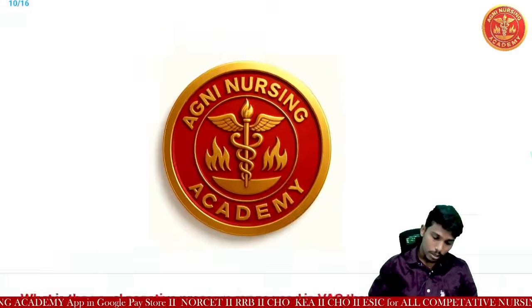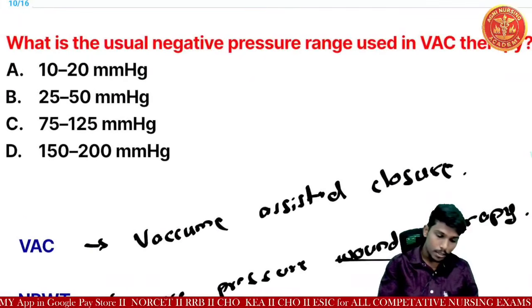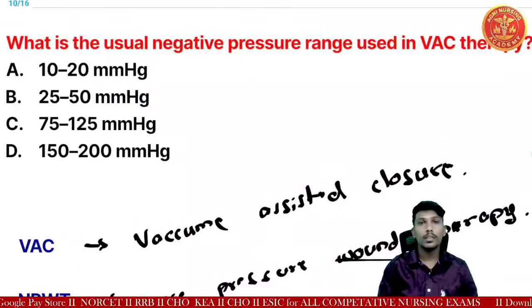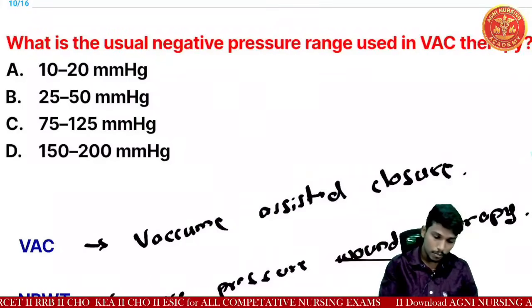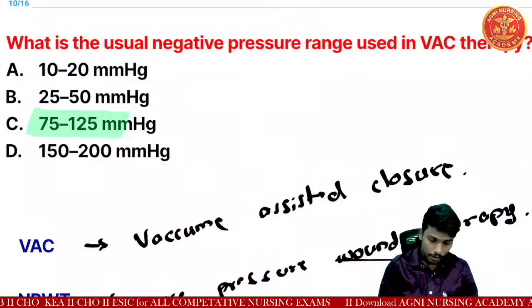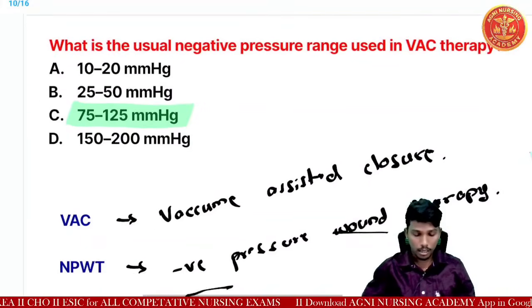Then coming to the options, option A is 10 to 20, this is too much low, and 25 to 50, this is also not the answer. The answer of this question is 75 to 125. Okay, this is the answer of this question.